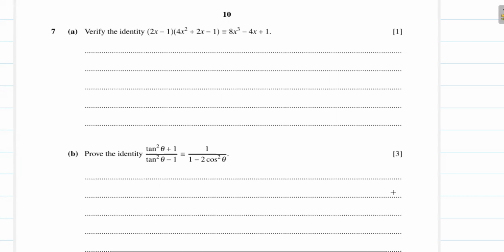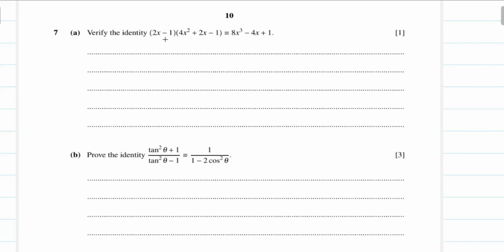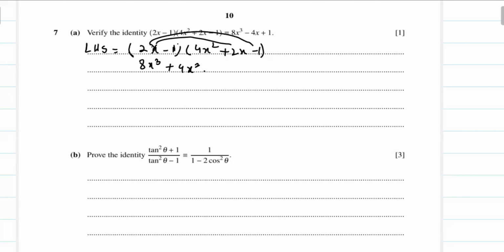Question number 7, part A. Verify the identity. You see here, 2x minus 1 into 4x squared plus 2x minus 1 is the left hand side. We take the left hand side. Next, we multiply 2x by 4x squared, we get 8x cubed. And we multiply 2x by 2x, we get 4x squared. Next, we multiply 2x by minus 1, we get minus 2x.